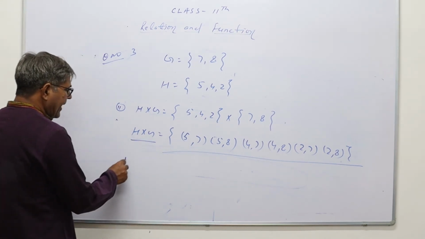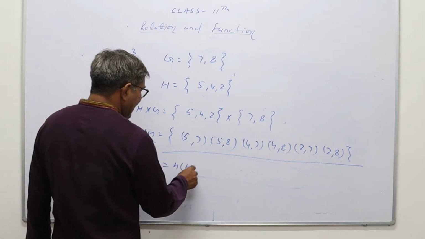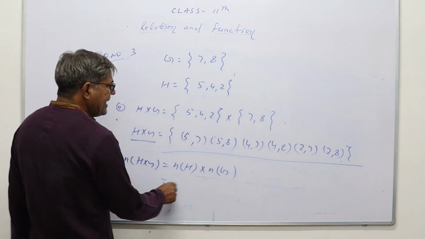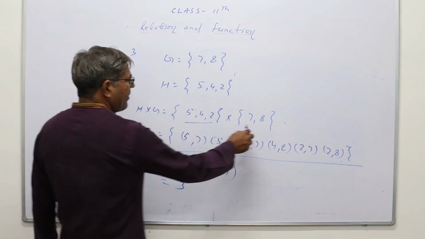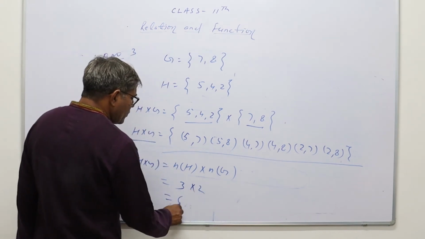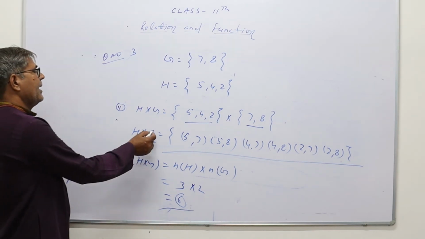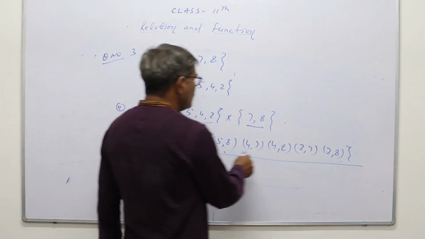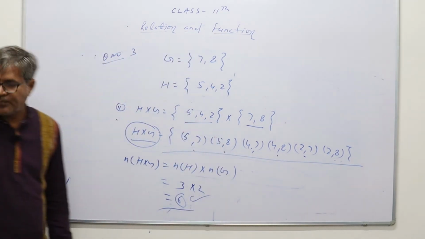Now if we have to find n(H cross G), then it will be equal to n(H) multiplied by n(G). So what is n(H)? n(H) is the number of elements in set H. So 3, and the number of elements in set G is 2. So 3 cross 2, that is 6. So the total number of ordered pairs in the Cartesian product of set H with G are 1, 2, 3, 4, 5 and 6. So this is your verification.